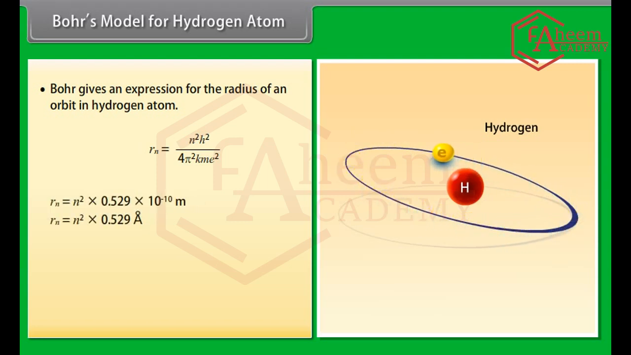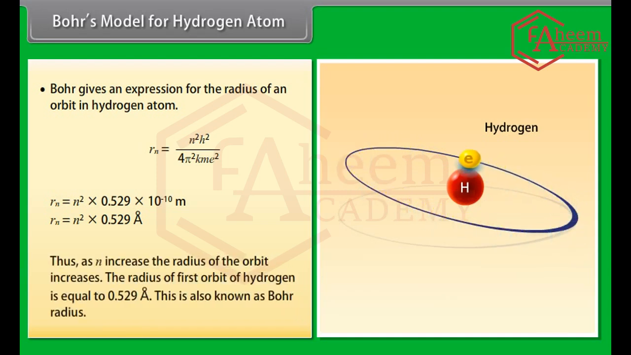Rn is equal to n² into 0.529 into 10 raised to minus 10 meter, that is, Rn is equal to n² into 0.529 angstrom. Thus, as n increases, the radius of the orbit increases. The radius of the first orbit of hydrogen is equal to 0.529 angstrom. This is also known as Bohr's radius.